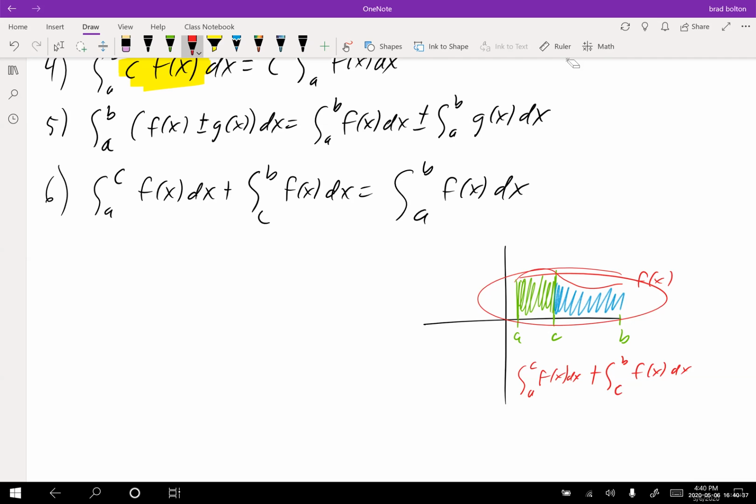And that's what this is saying right here. If you break the area into two pieces, but you cover everything, then you're still finding the total area from A to B. So that's something else you can do by splitting integrals up. You can still find the whole area. So these are some of the common techniques that we're going to use.